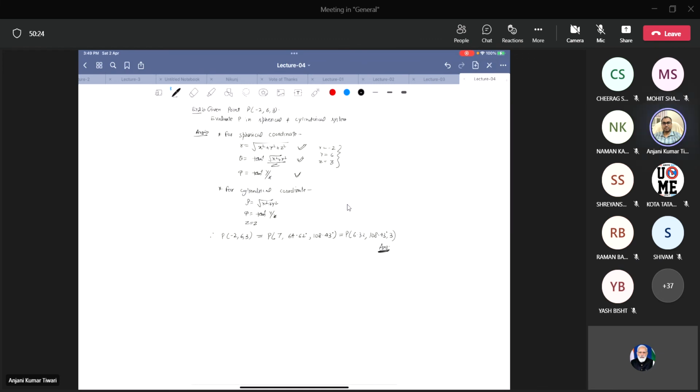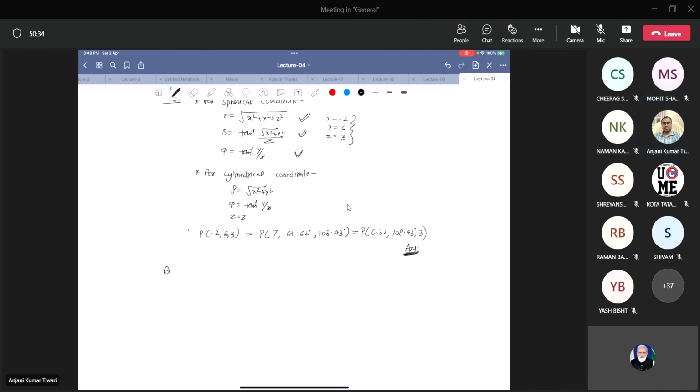Fine. Now I am going to give you one problem for homework. You don't need to show me whether you have done it or not, but this is your homework problem. Let me write down the problem statement. The question is: express the following vectors in Cartesian coordinates.